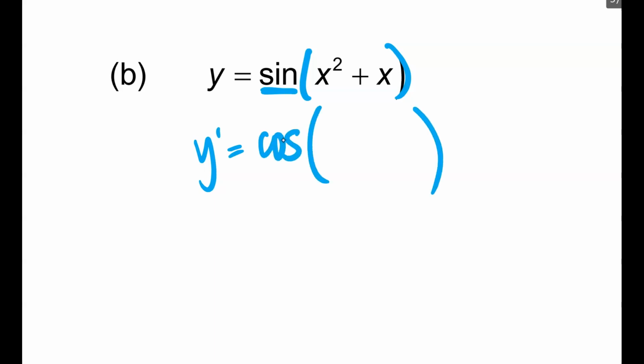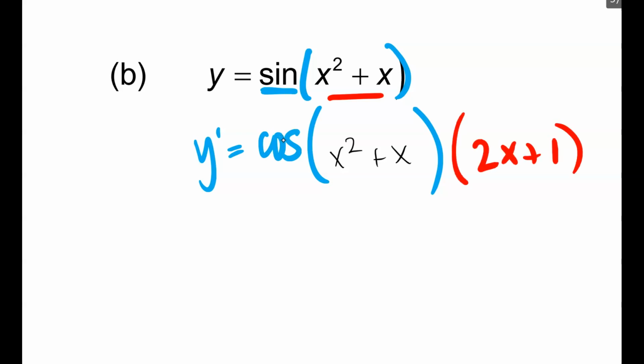Okay, remember working from the outside in, so I'm going to color code again. So I'm going to take the derivative of the outside first. Y prime, derivative of sine is cosine, and then I'm leaving what's inside alone, because I already took the derivative of the outside, right? Peeling one layer of the onion at a time. Now, take the derivative of the inside. Okay, so this is just going to be 2x plus 1.